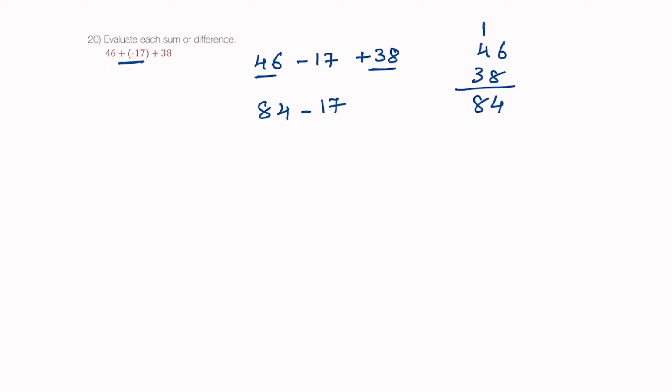Let's again rewrite this. This is 46 minus 17 plus 38. I'm going to add the positives, the same sign, these numbers. So 46 and 38. That's 4, 1, 8. 84 minus 17, which is how much? 84 minus 17. So 7, 1 carries, 7 and 6. Answer is 67.